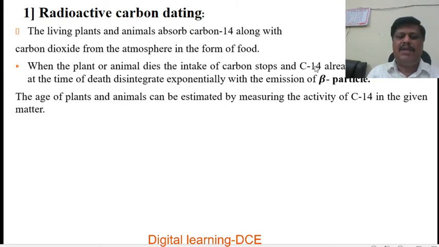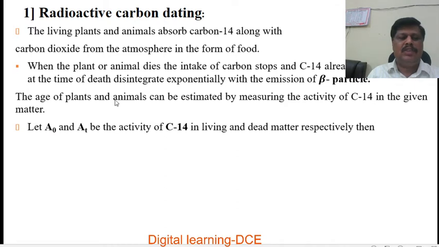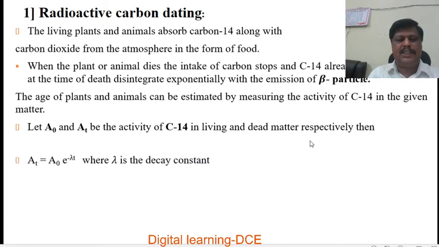That means the activity of carbon 14 goes on decreasing when they stop taking intake of carbon. The age of plants and animals can be estimated by measuring the activity of carbon 14 in the given matter and also in the living animals and plants. Let A0 and AT be the activity of carbon 14 in living and dead matter respectively.